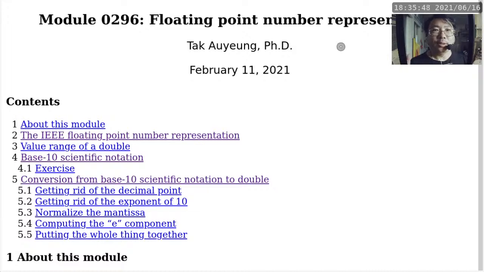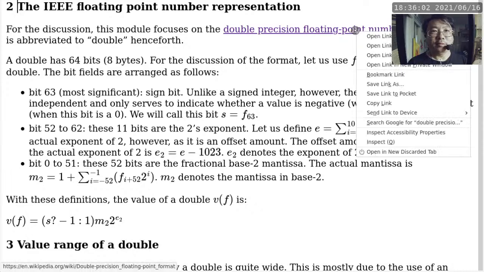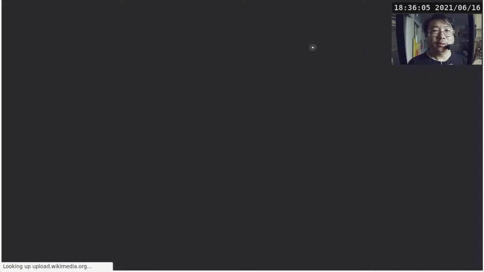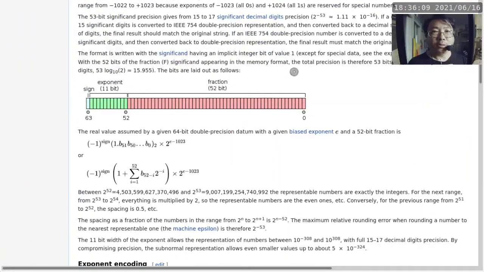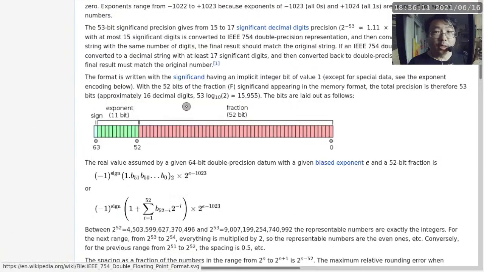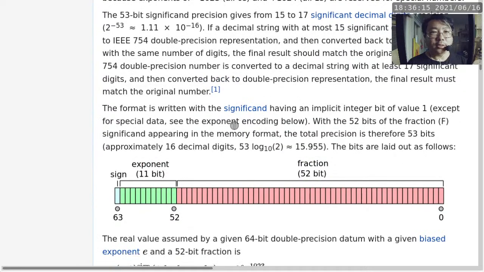Alright, so this is floating point number representation, and I just thought if somebody already had a good picture and explanation of the double precision floating point number, why do I want to repeat that, right? So we just go to Wikipedia and go straight to a picture. There we go. So this picture is telling us how we utilize 64 bits.